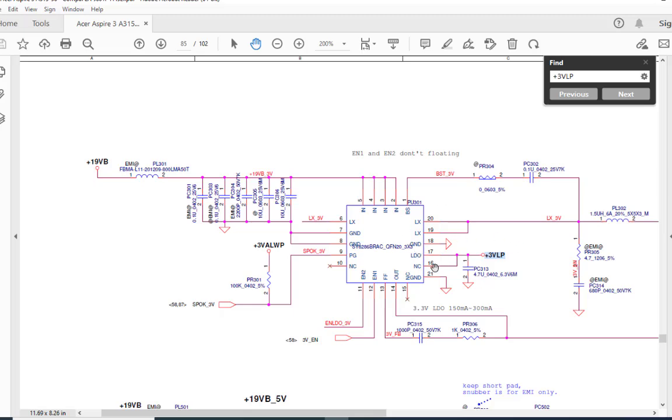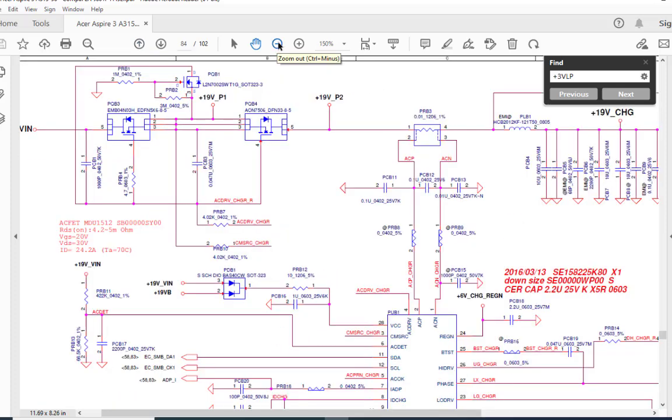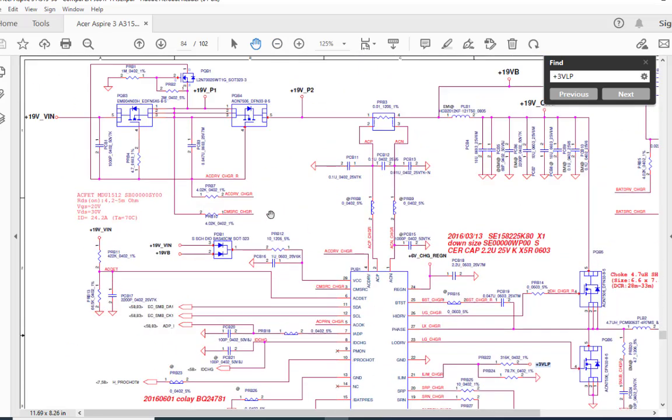Okay, and once this chip gets this 3 volt, now we'll go back and see the battery charging section. So here is my battery charging section. Here is my input coming from the adapter.